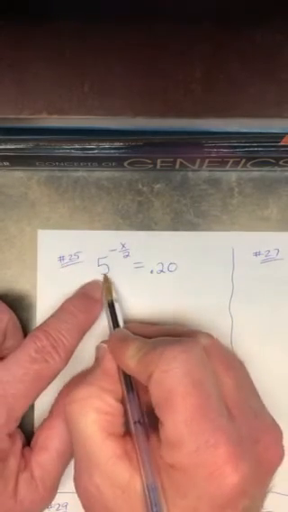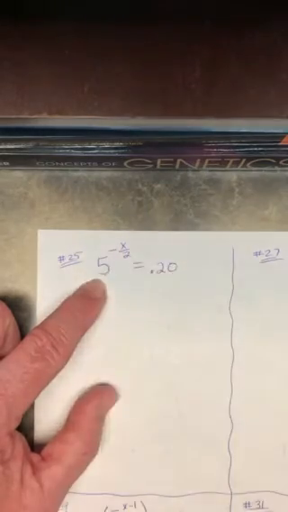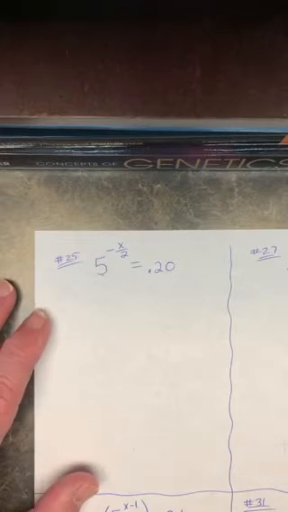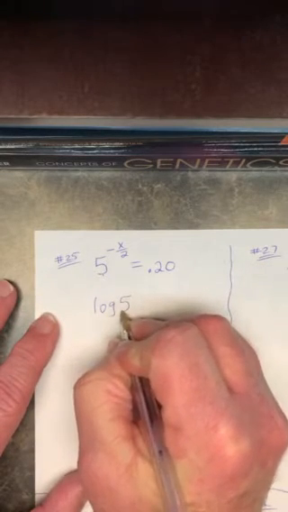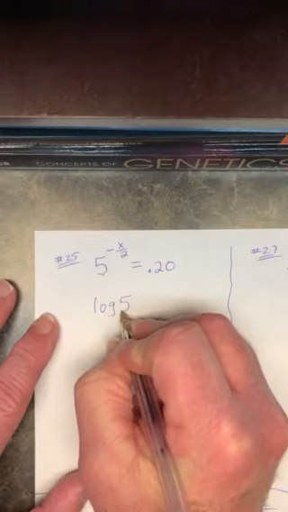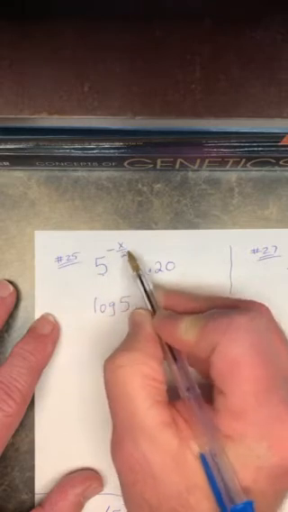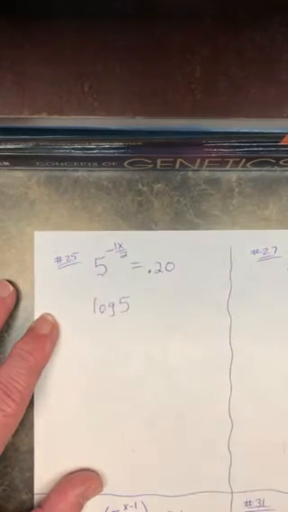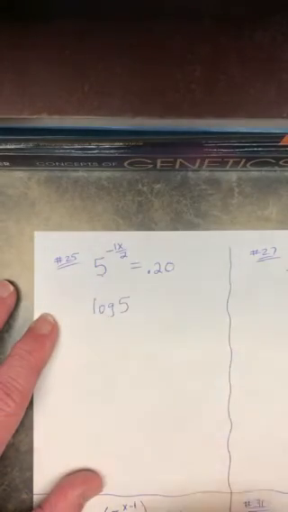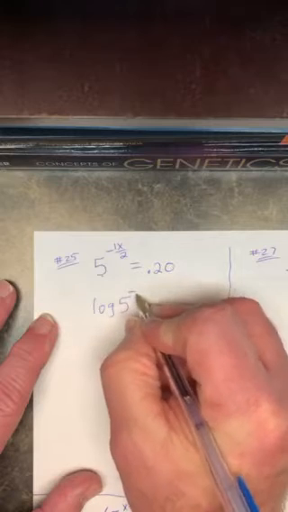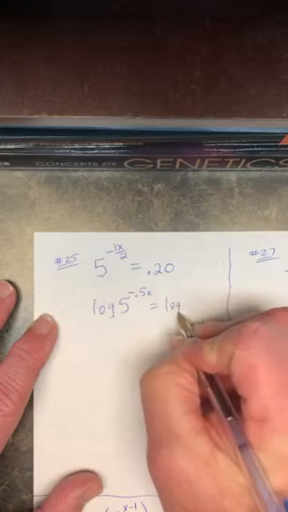Again, I've got a base raised to a yucky exponent. So what? That doesn't change the procedure, does it? I'm going to log both sides. So I've got the log of 5 to the... Now, just like yesterday, there was one like this. Let's think about this for a minute. Since that says negative x over 2, that x is understood to have a 1 in front of it. Isn't that really negative 1/2 x? So in my mind, it's easier to write negative 0.5x equals the log of 0.20.